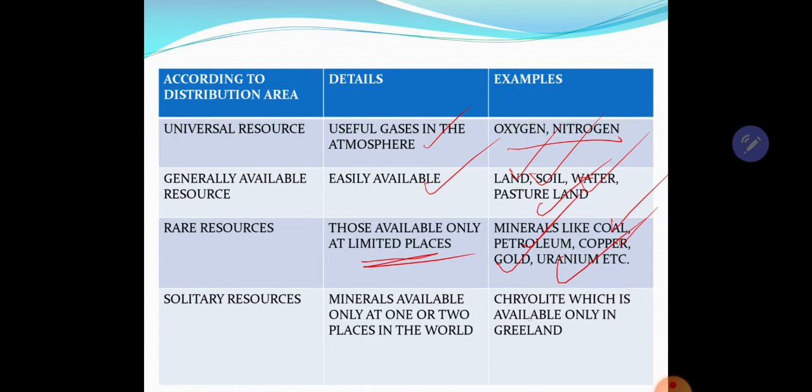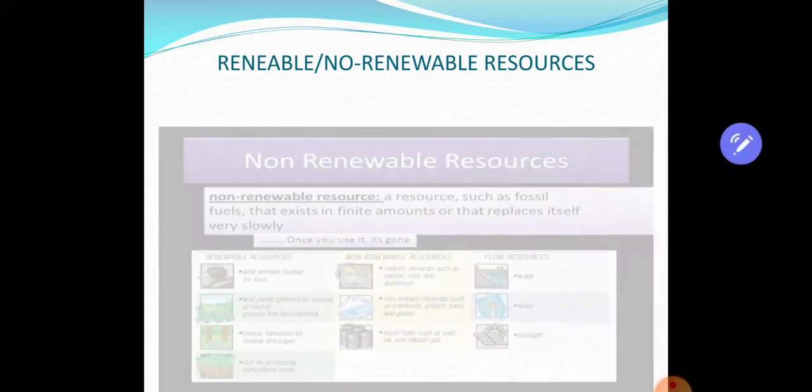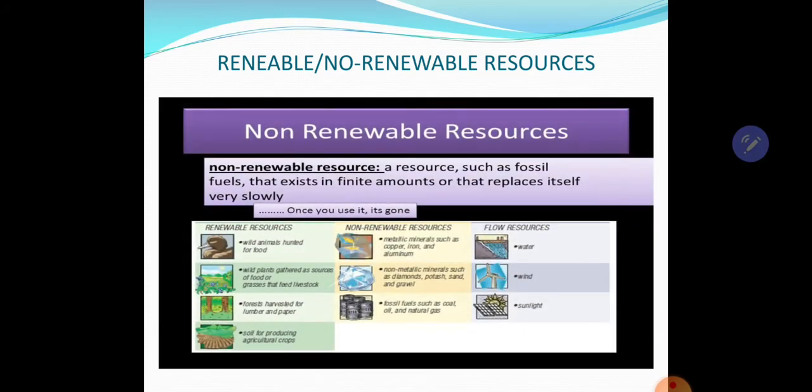One example is cryolite, which is available only in Greenland. So they have divided further into four parts. So these are the classification of resources. Now there are some other classifications also: renewable and non-renewable. You may know this. Non-renewable resources, such as fossil fuel, exist in finite amounts or replace themselves very slowly, and once you use them up, it's gone. So there are renewable and non-renewable resources.